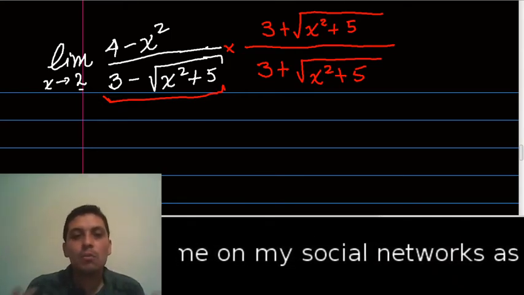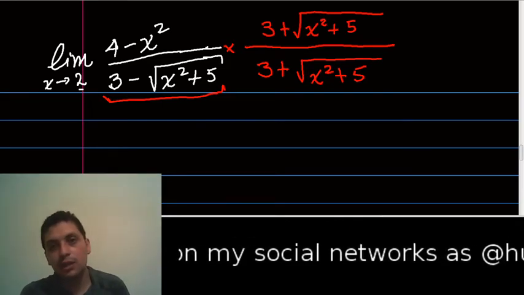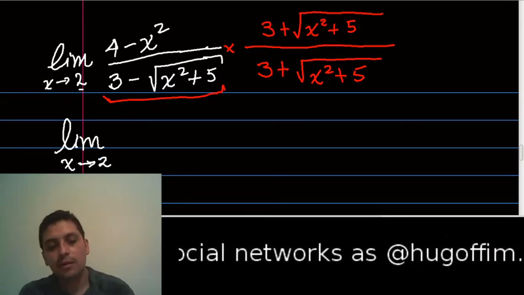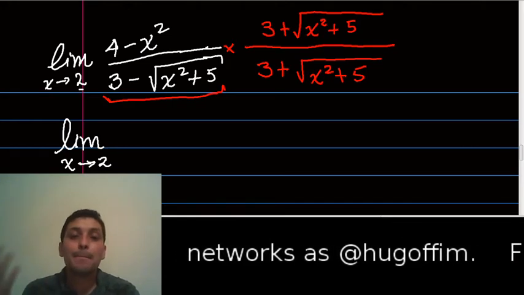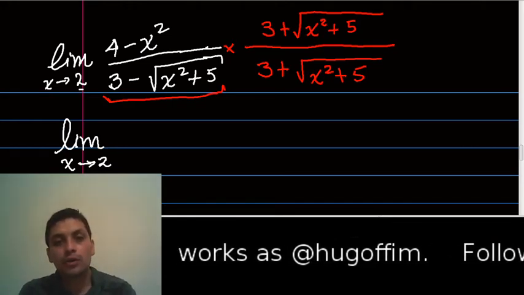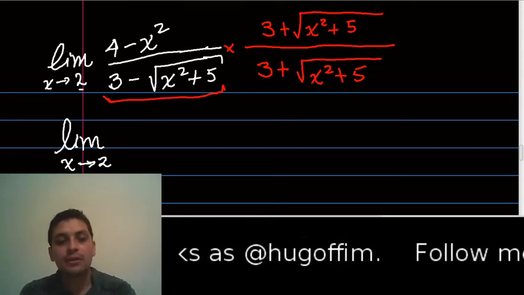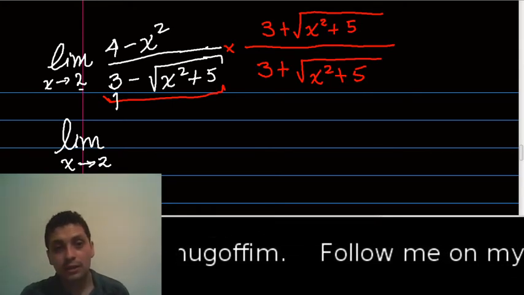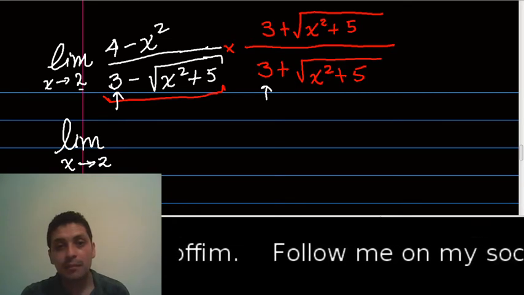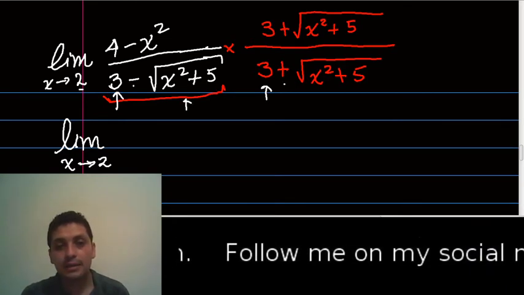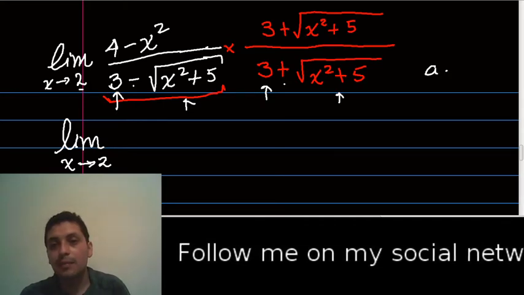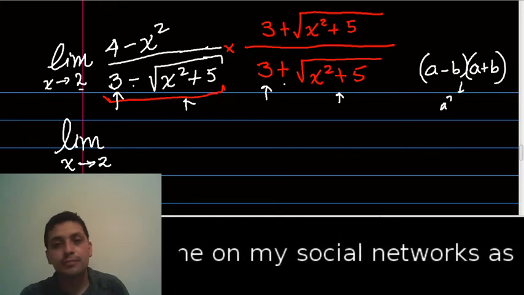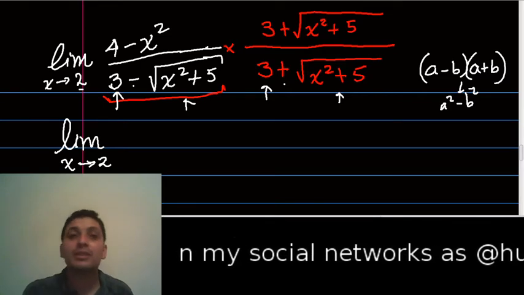So what happens if you multiply by the conjugate? Remember always to write limit. When you multiply by the conjugate, what we're going to have is a difference of squares on the denominator in this case. So look at that, this term is going to be the same, minus and positive, and the second term will be the same, so we can apply a minus b times a plus b, that is a difference of squares. So this is what we're going to do.